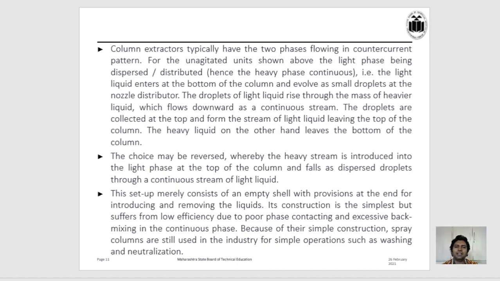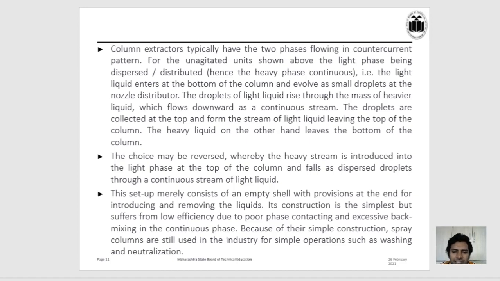The droplets are collected at the top and form the stream of light liquid leaving the top of the column. The heavy liquid, on the other hand, leaves the bottom of the column. The choice may be reversed, whereby the heavy stream is introduced into the light phase at the top of the column and falls as dispersed droplets through a continuous stream of light liquid.